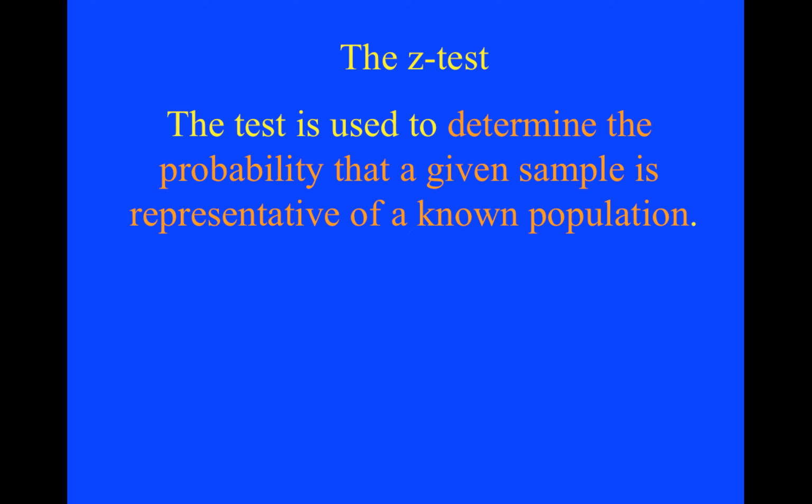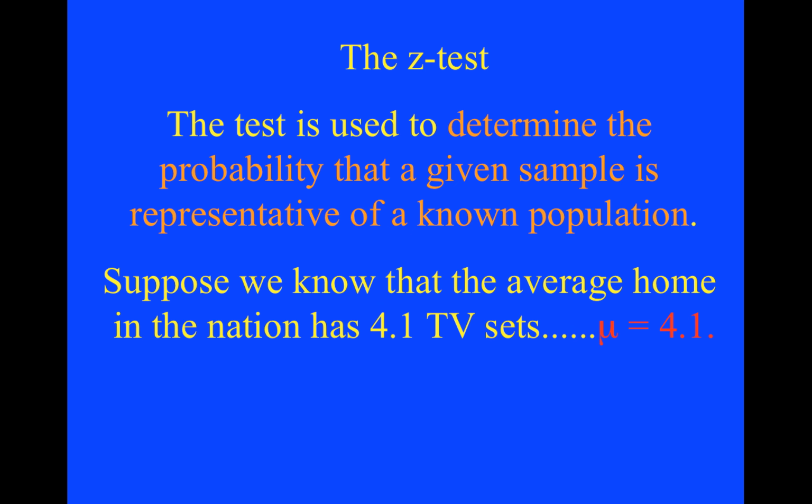When we do the z-test, imagine we take a sample of, say, 6 people from the class, and we use that sample to determine the probability that this sample is actually representative of the entire class. That's the question that we're determining when we do a z-test. We're determining the probability that a given sample is actually representative of the known population.